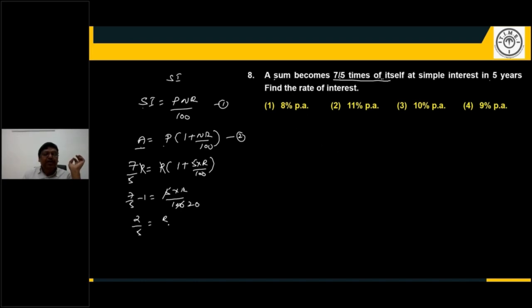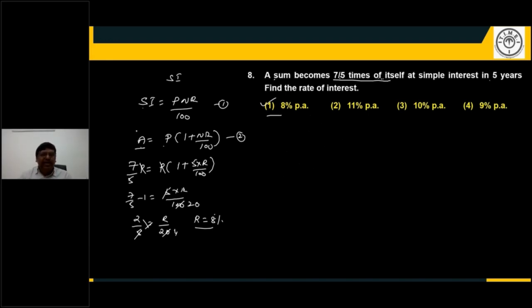2 by 5 is equal to R by 20. Students, you can say 5 fours. Cross multiply. R is equal to how much? 8%. R is equal to 8%. Yes. Yes, Vanilla. Good. So this is the answer, please.